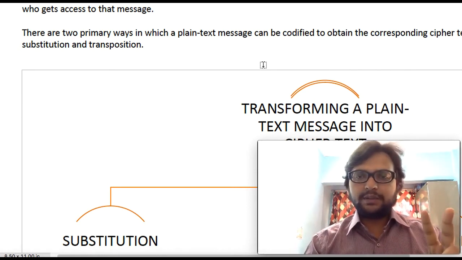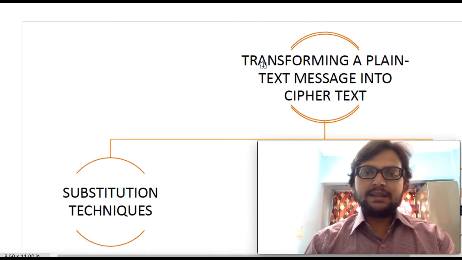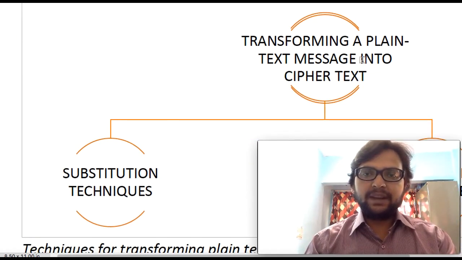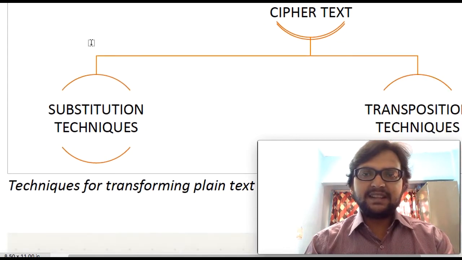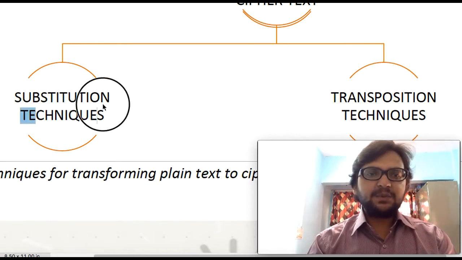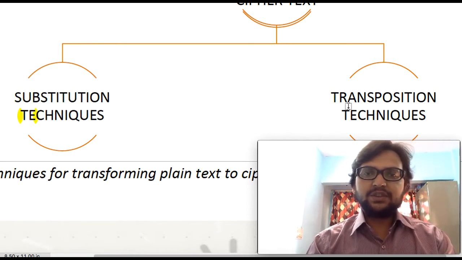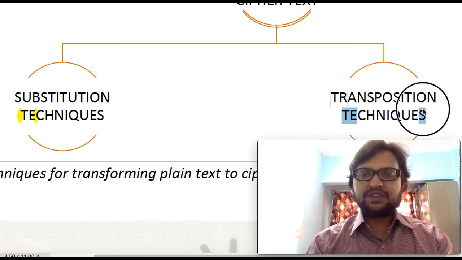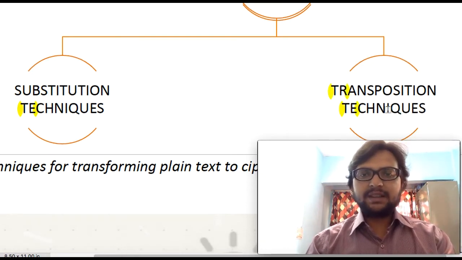There are two types of the same. As you can see, for transforming a plain text message into ciphertext, we have two techniques present here. One is the substitution technique and the second is the transposition technique. We'll discuss them one by one.